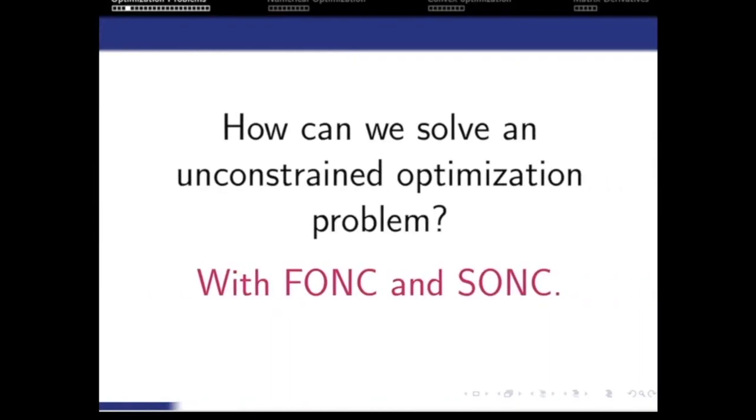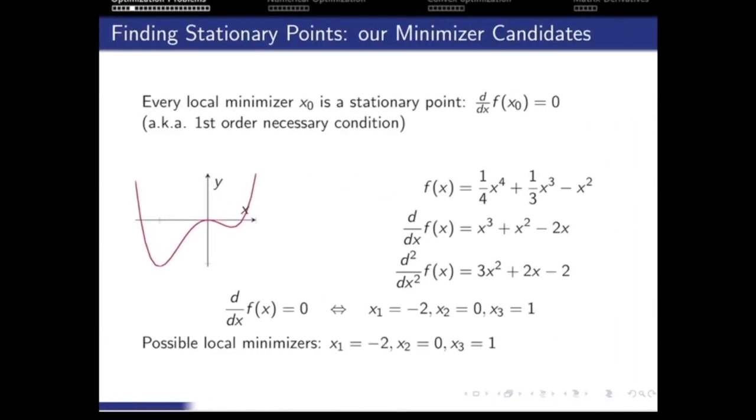Okay. How can we now solve an unconstrained optimization problem? We do that, as you probably know from school, with the first order necessary condition and the second order necessary condition. What you have probably done in school is to just set your gradient equal to 0 to find the minimizer candidates. Why did you do that? Because every local minimizer also has to be a stationary point. Stationary point means that the gradient is 0.